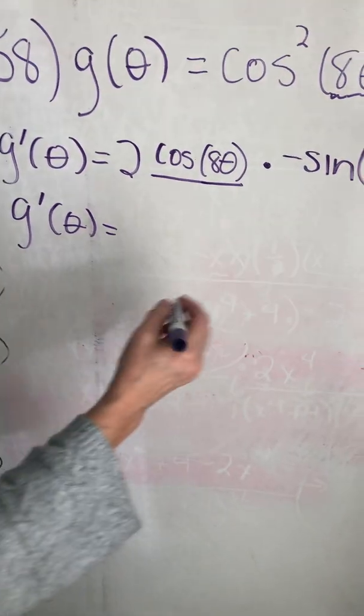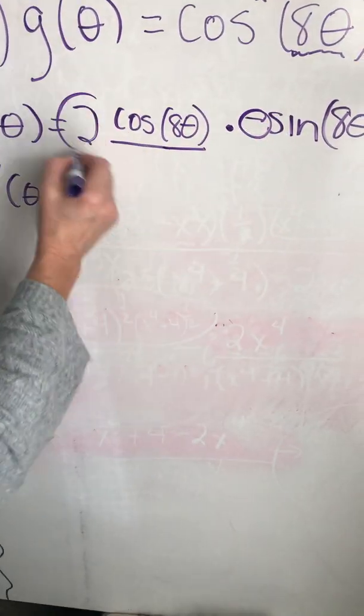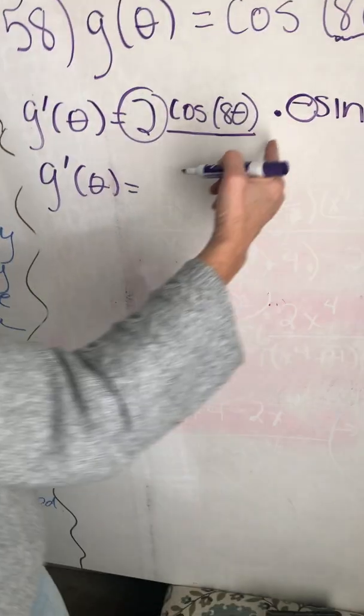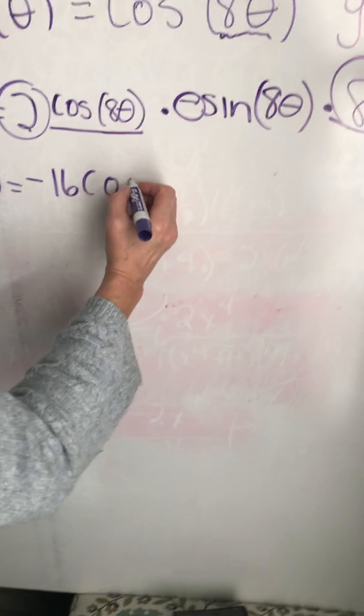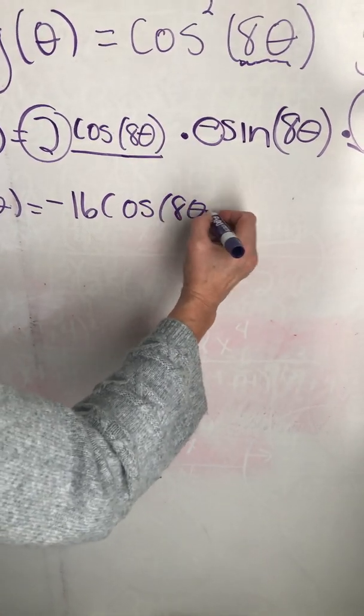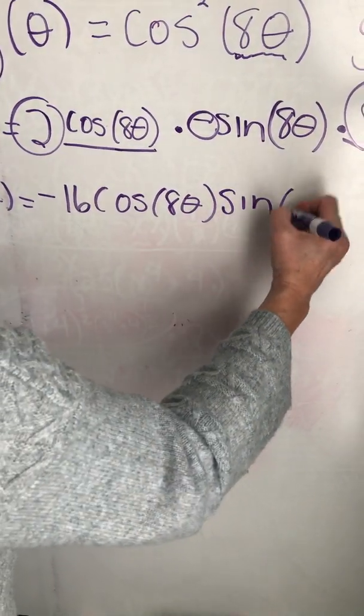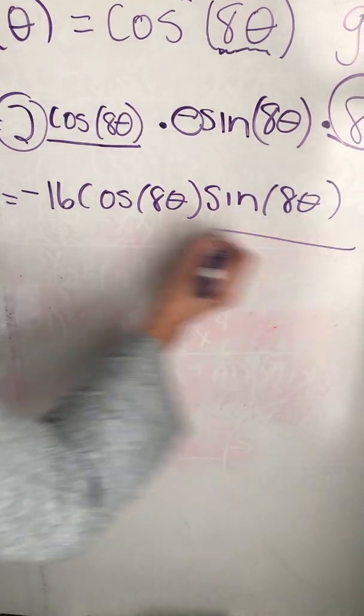But what we tend to do is bring our coefficients out front. I have a 2 times 8 times a negative 1, negative 16. I tend to put my trig functions in alphabetical order because it freaks me out to not put them in alphabetical order. And there's your final answer.